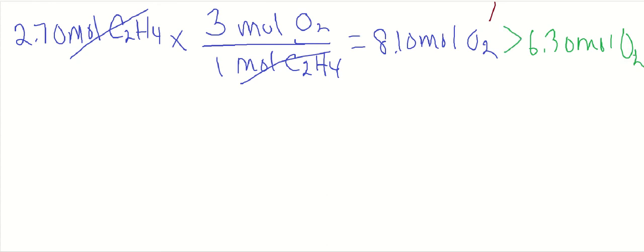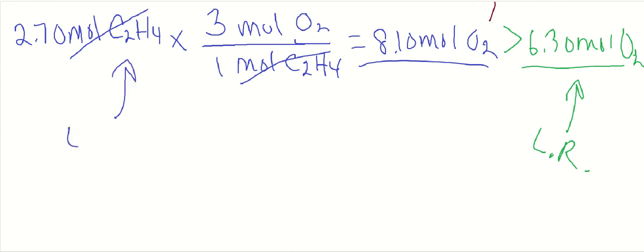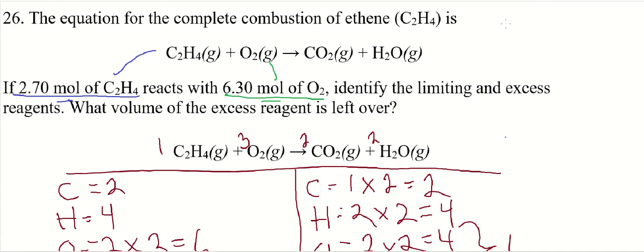So clearly, what do you think? Do we have enough oxygen or not? No. We're going to run out of oxygen before we run out of ethene, right? This is what we calculated, but this is what the problem gives us. So the problem gives us less than what we would like. So oxygen is what we call the limiting reagent. It's going to run out first, and therefore the ethene is going to be the excess reagent. That's what's going to be left over. We identified that. So let's move on to the last part of this question.